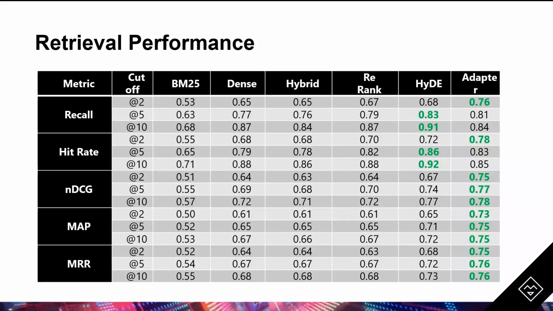Speaking of ranking quality, the adapter-enhanced method outperformed standard dense retrieval, reaching 0.75 NDCG at cutoff 2. Our hybrid approach showed some gains, but there is still room for optimization. Overall, the adapter method proves to be the best all-round performer, while HyDE is great for broad recall. With further tuning, we can refine hybrid approaches to unlock even more potential.